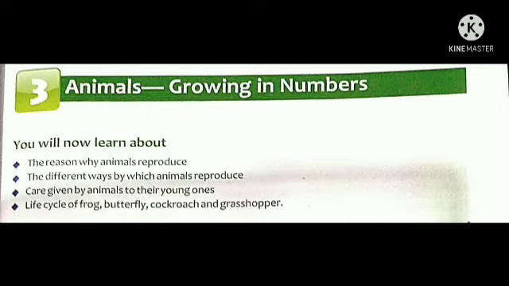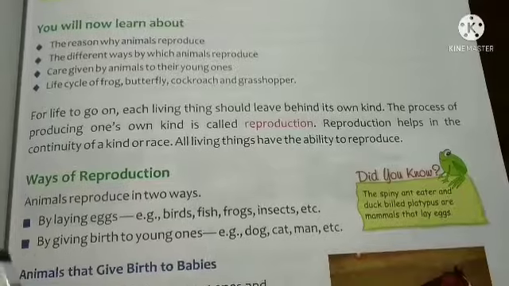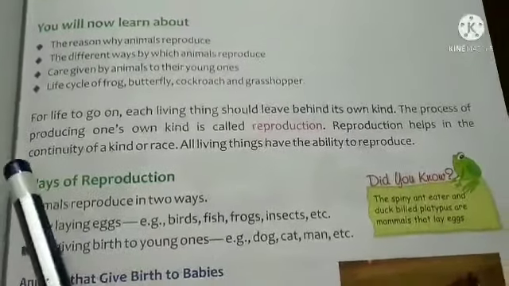So in this chapter, students, we will learn about the reason why animals reproduce. The next topics are the different ways by which animals reproduce, care given by animals to their young ones, and the life cycle of frog, butterfly, cockroach and grasshopper. So let's start, my dear students.